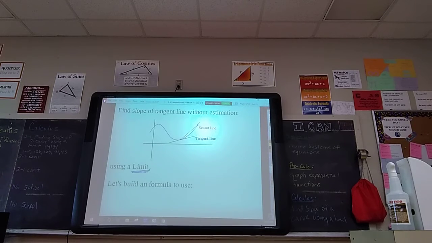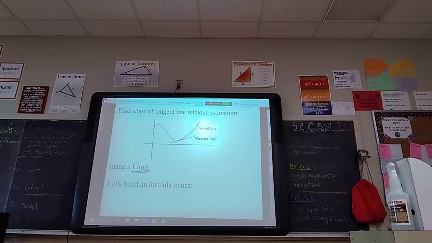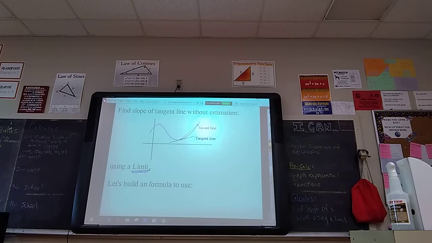Usually when I did this without a note packet, there were several slides here where I didn't have you write stuff, because I like to show you where this formula comes from. That way, instead of just giving you the formula, you can see where we go from our regular slope formula and combine it with the limit. So I'm going to talk through some of this kind of fast. Ultimately it's leading us to a new slope formula that uses a limit, so we don't have to estimate slope anymore. We can find it using that new limit formula.